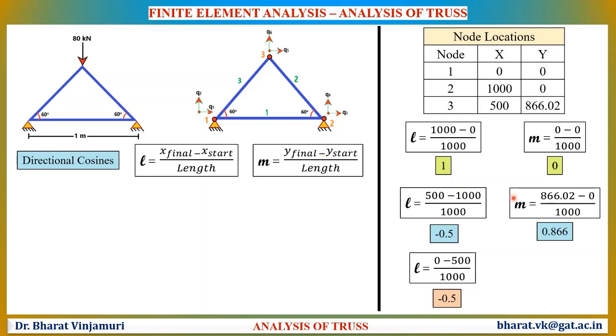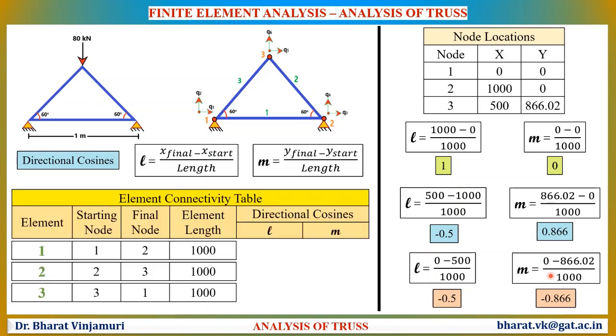Similarly, to find the value of M, the y-coordinate of the final node, that is node 1, is 0, and the y-coordinate of the starting node, node 3, is 866.02. By substituting these values in M, we will be able to determine the value of the directional cosine for element number 3. These directional cosines are listed in the element connectivity table.